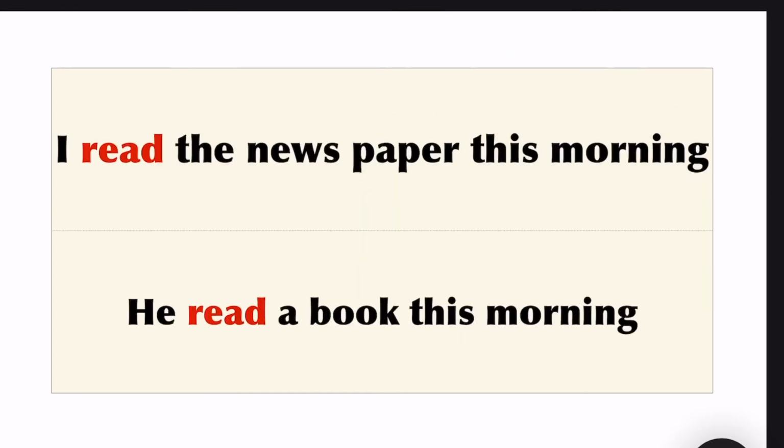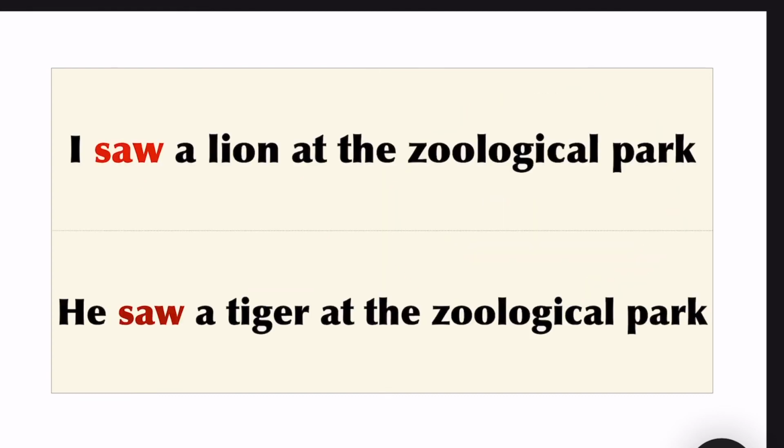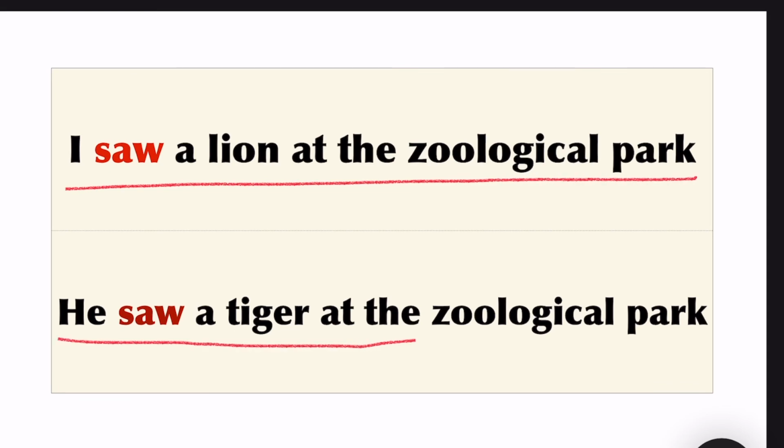Look at the spelling here. The spelling is the same for present tense and past tense also, only the pronunciation is changed. For present tense, you have to pronounce it as read, and for past tense, you have to pronounce it as read. I read the newspaper this morning. He read a book this morning. See is the present tense verb, and what is the past form of the verb see? Saw. I saw a lion at the zoological park. He saw a tiger at the zoological park.